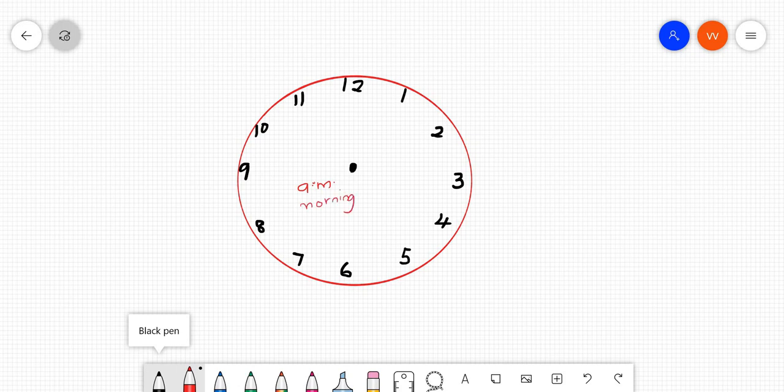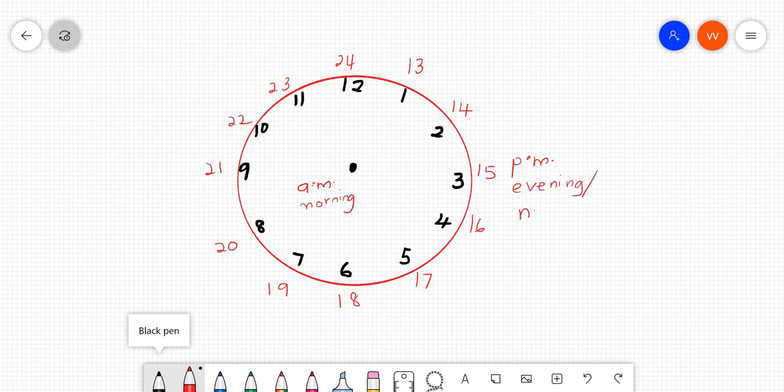How about the numbers outside the clock? Now you see the teacher right here. After 12 it will become 13, 14, 15, 16, 17, 18, 19, 20, 21, 22, 23 and 24. The numbers outside the clock show you PM time. PM means evening or night time.